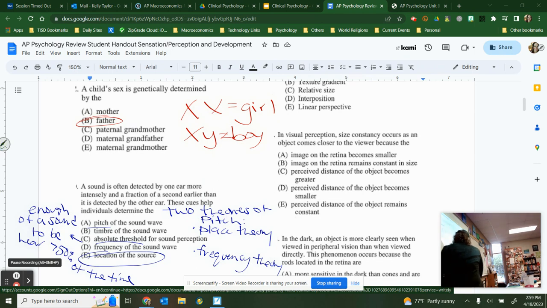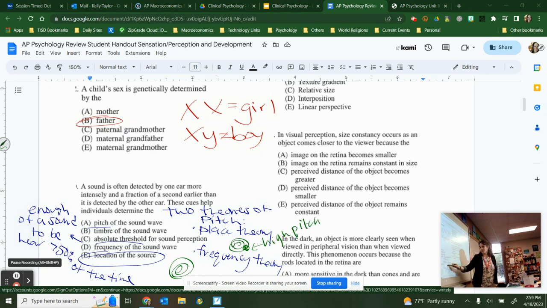Okay, so the place theory. What is the little coil thing in your ear? It looks like a shell. That's the cochlea. So I'm going to draw a little shell cochlea for both of these. Okay, that's my cochlea. Place theory says that there are places on different parts of your cochlea responsible for hearing different pitches. So this place over here is for high pitch, and maybe this place over here recognizes low sounds, low pitch. So it's a place on the cochlea.